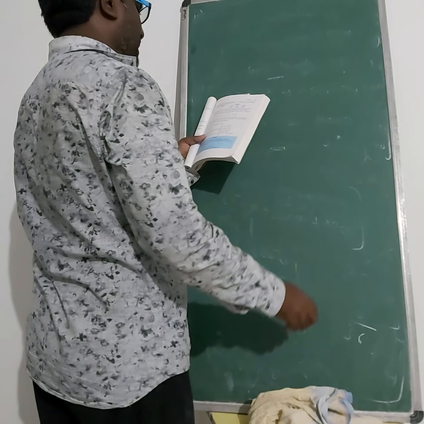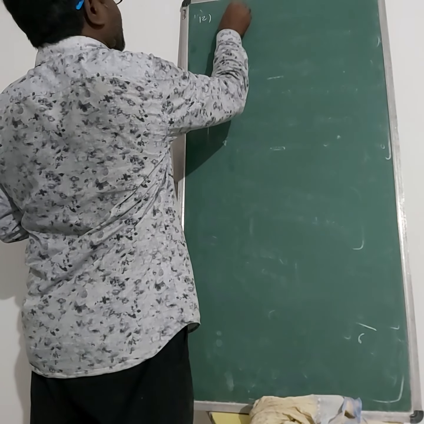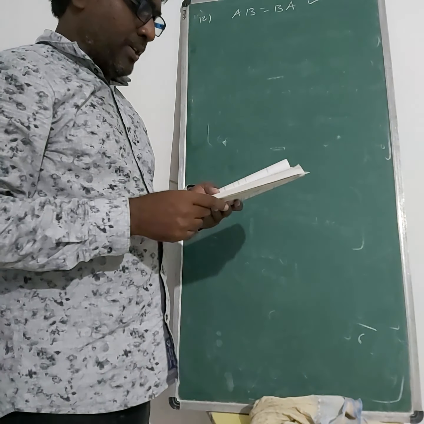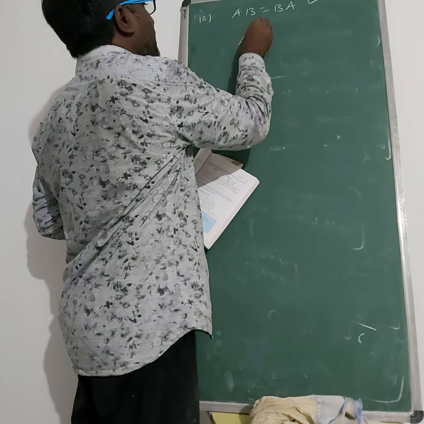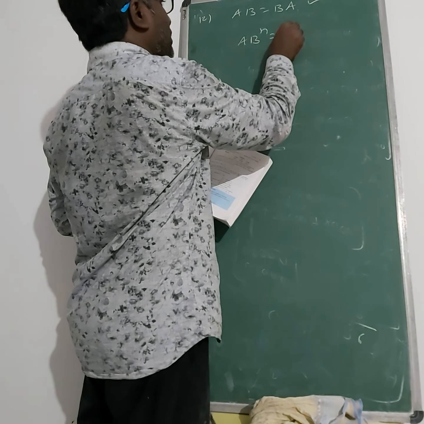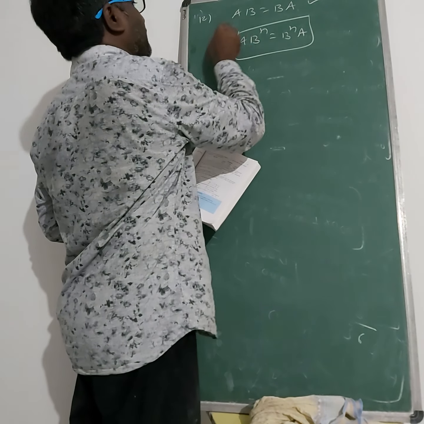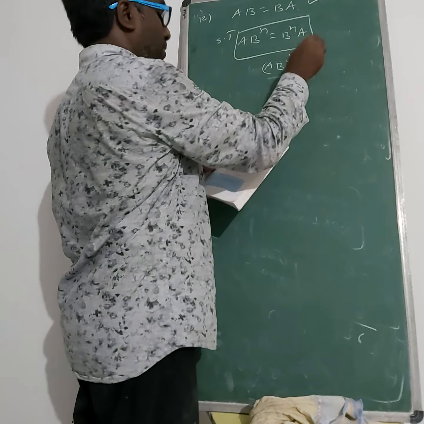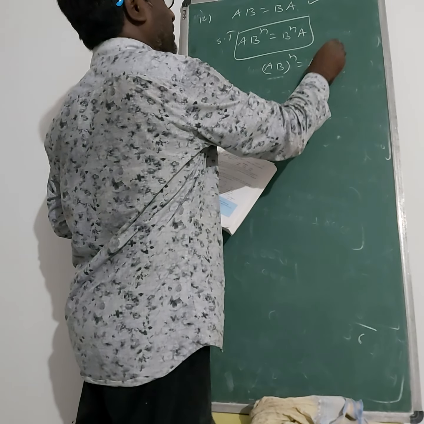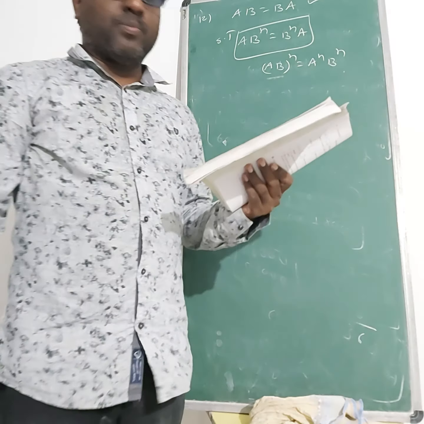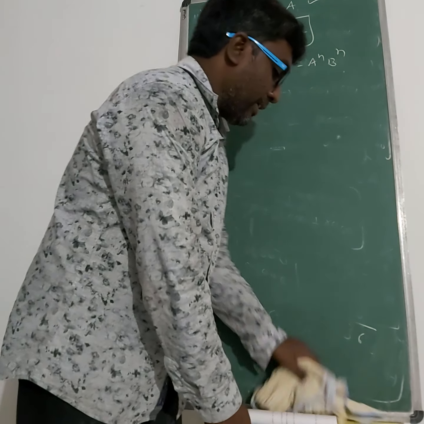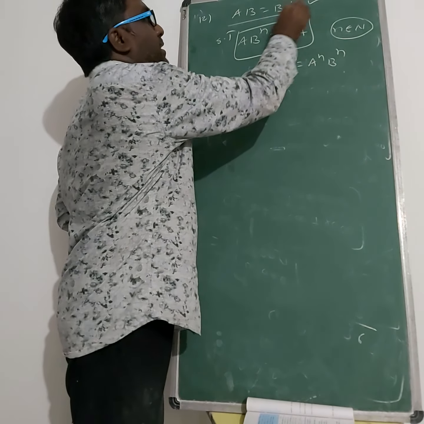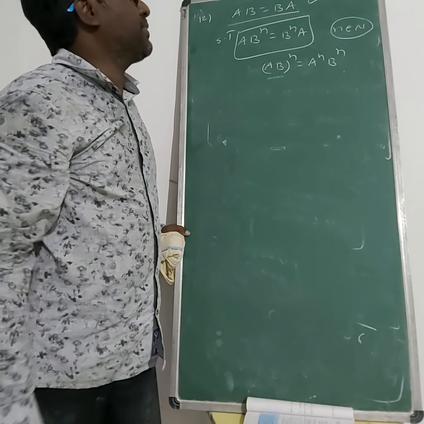In problem number 12 they are saying that A and B are square matrices, and that AB is equal to BA. If AB is equal to BA, we have to prove that (AB)^n is equal to B^n A. This is the first one. And another one after this: (AB)^n is equal to A^n B^n, where n belongs to N. This is a condition: A and B are both square matrices.